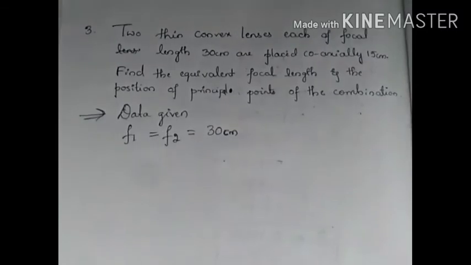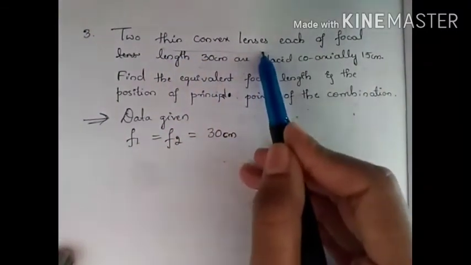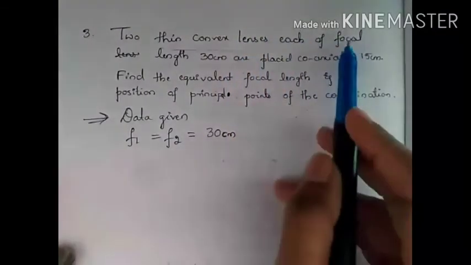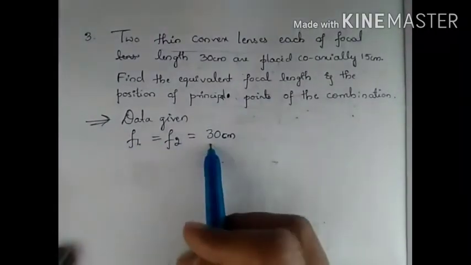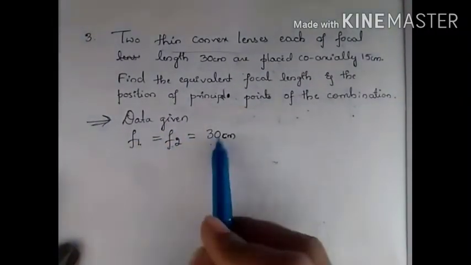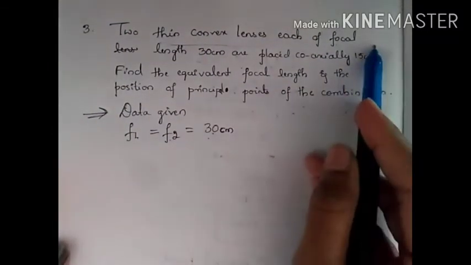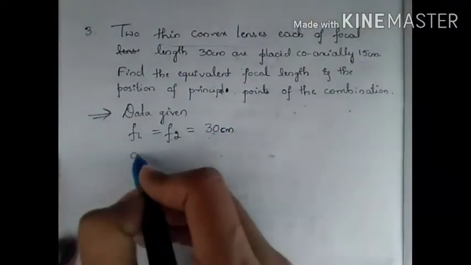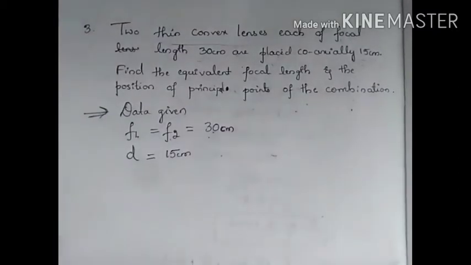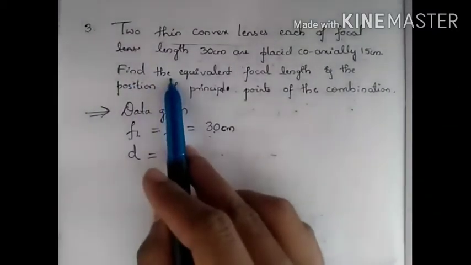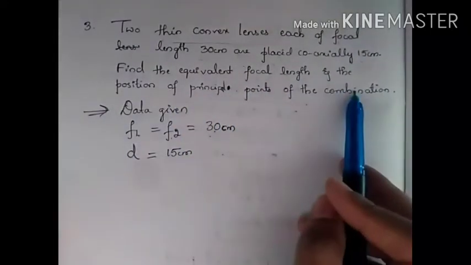So in this question he has mentioned two thin convex lenses, and for these convex lenses he has given the focal length. The focal length for the first convex lens is 30 cm and for the second convex lens is again 30 cm. These two lenses are separated by a distance of 15 cm, so D is equal to 15 cm. Now what he is asking: find the equivalent focal length and the position of principal points of the combination.